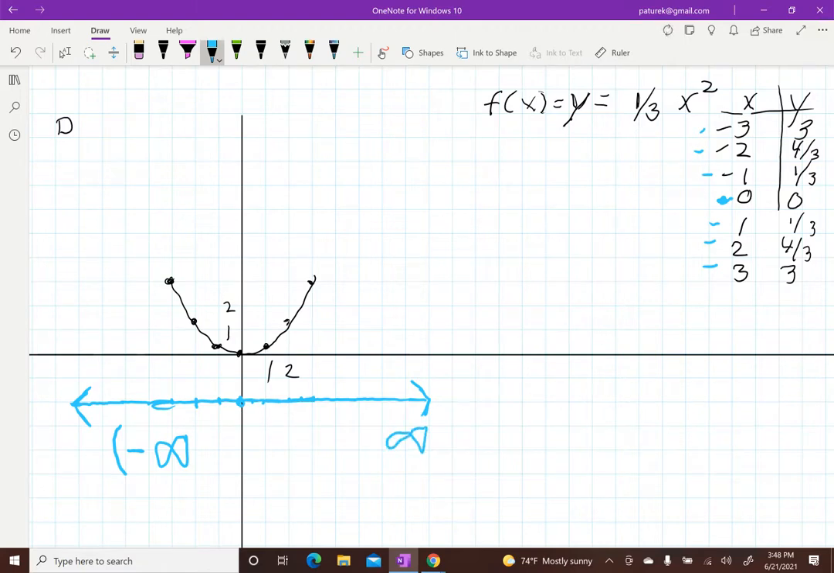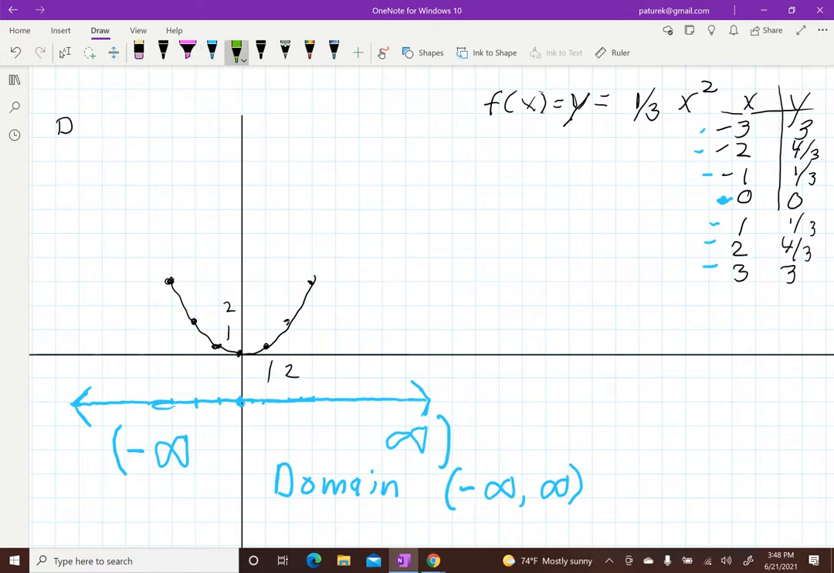So when they ask what is the domain of this function, we're not looking for a single number. We're not looking for a point. We are looking for a range. And the domain in this case is open parentheses on the left, negative infinity, comma, positive infinity on the right, close parentheses on the right. That is the domain of this function y equals 1/3 x squared.